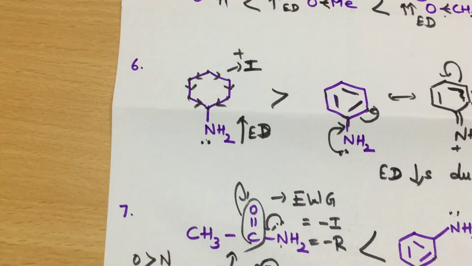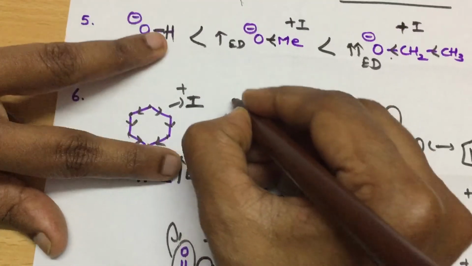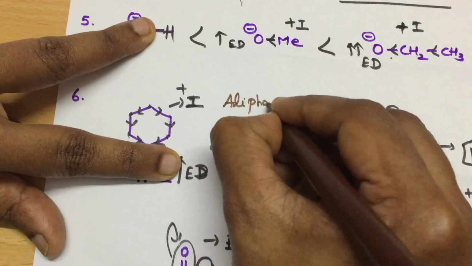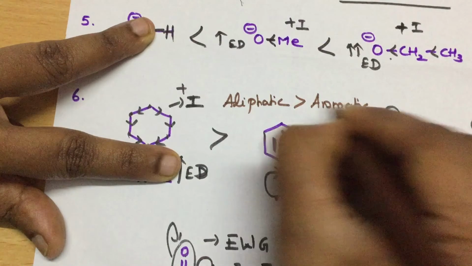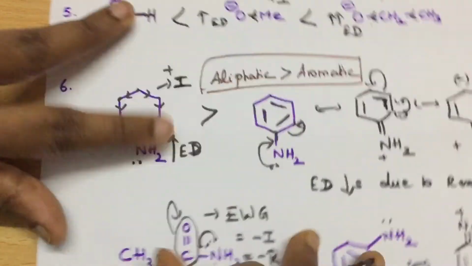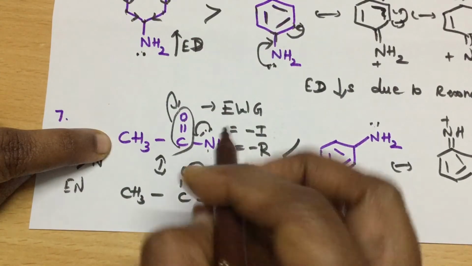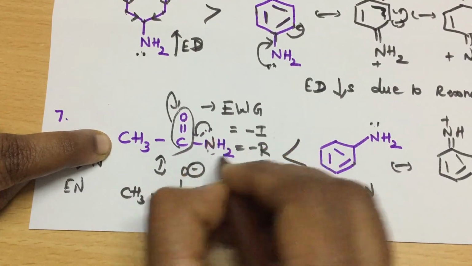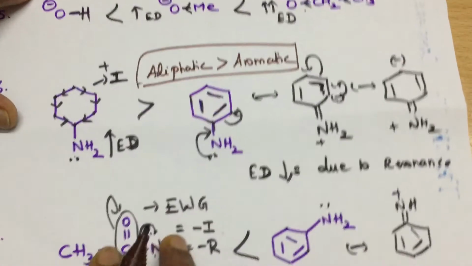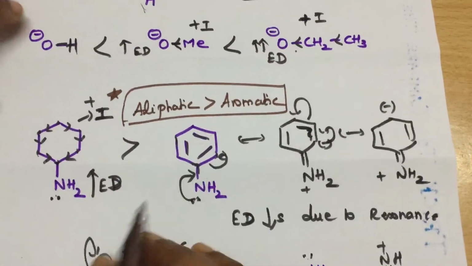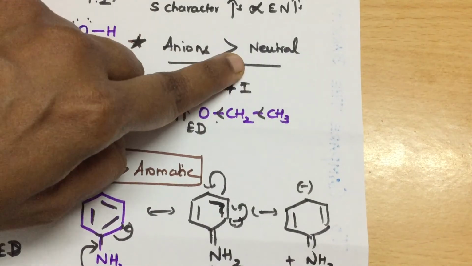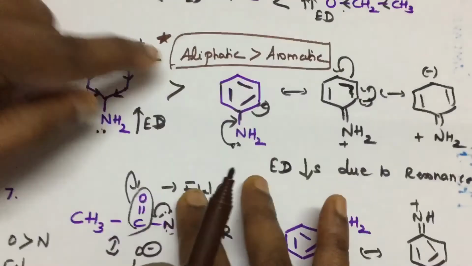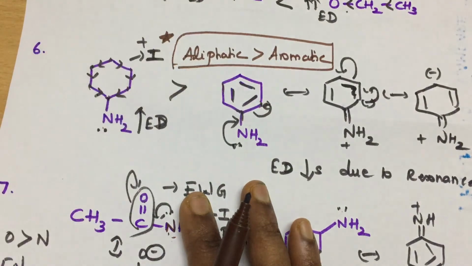Here always keep in your mind that aliphatic systems are always more basic than the aromatic system. And the amides are the less basic system, because in amides the amine is directly attached to an electron withdrawing group. So these are the points you can keep in your mind. The isolated anions are very much more basic than your neutral species. Aliphatic systems are always greater than aromatic species.